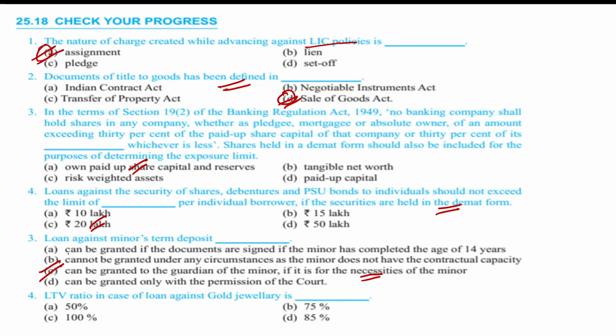Let's read other options as well. Can be granted if documents are signed if the minor has completed age of 14. No. Cannot be granted under any circumstances. Can be granted for necessities. Can be granted only with the permission of the court.